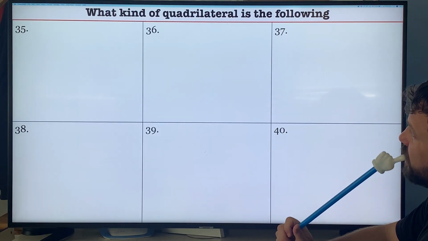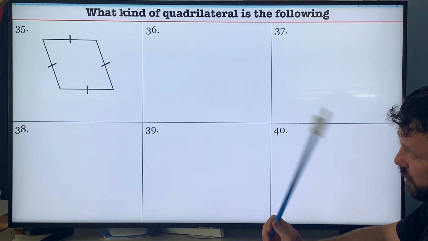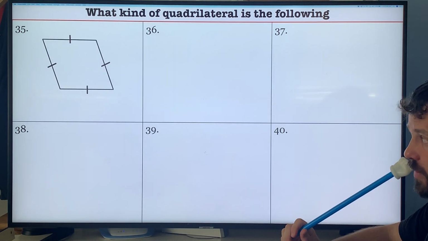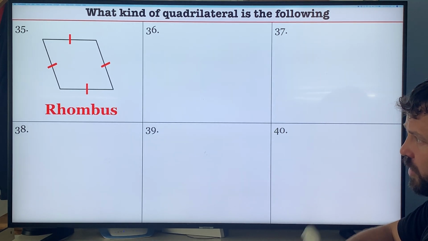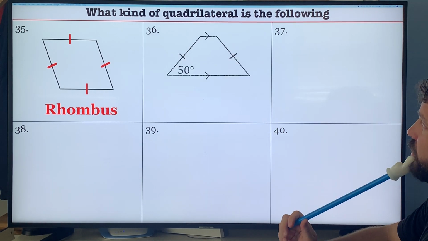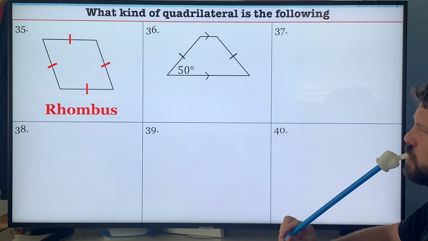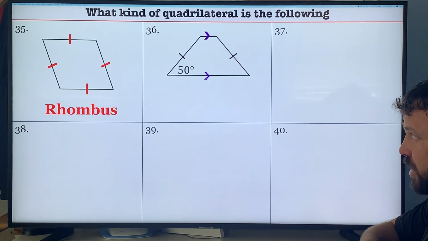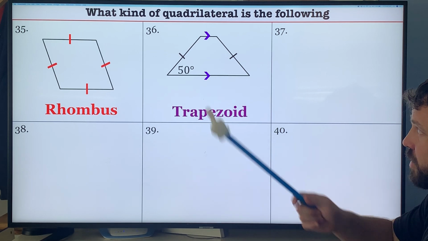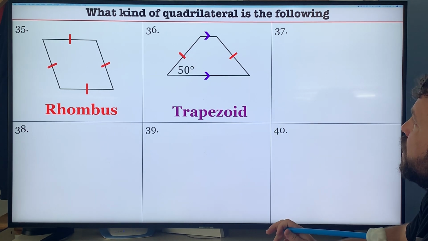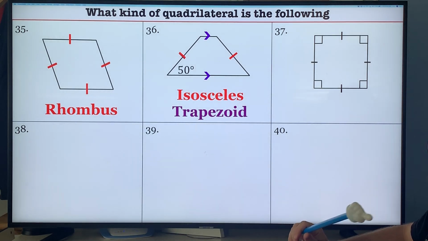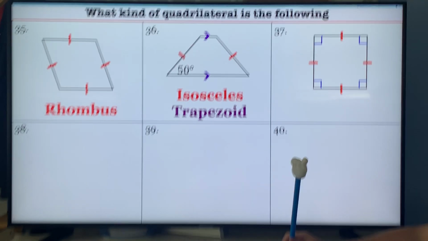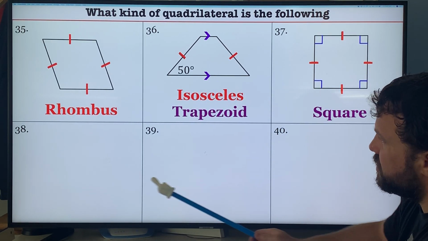All right, what kind of quadrilateral is the following? Ready? What is that? If you said all the sides are congruent, therefore it has to be a rhombus. Very good. What about this one? Isosceles trapezoid, right? All right. What about 37? What's that? That's an easy one. Square. Well, the sides are congruent, and you got all 90-degree angles. It is indeed a square.